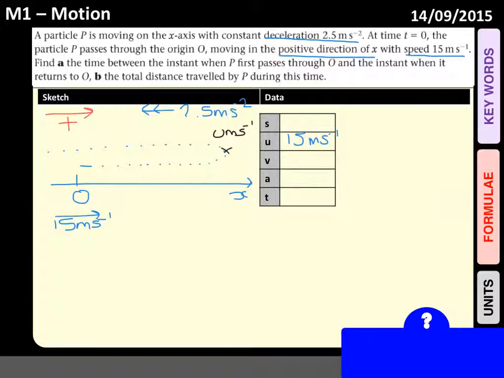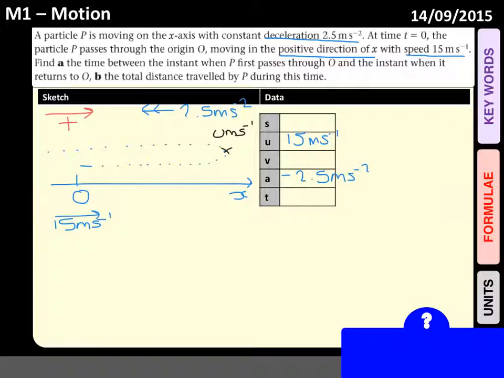The acceleration is going opposite to my positive, so we've got minus 2.5 meters per second squared. And time is not something that we're given either. So at the moment we've only got 2 pieces of data. So it looks as if we are going to have to use that specific point where v is equal to 0.